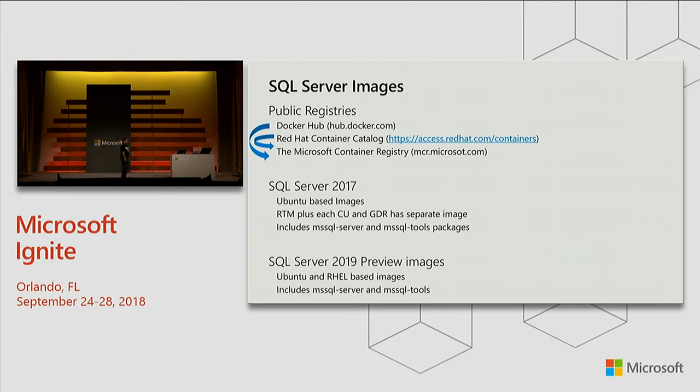Second of all, what do we have out there? We have a SQL Server 2017 Ubuntu set of images. We have SQL 17 RTM, our release to manufacture, plus each CU and GDR has a separate image. That's pretty cool. It's the same concept we're doing in Linux and distributing our product. If you want SQL Server 2017 CU10, you just do a Docker pull of CU10 and you get CU10 built in. Of course, it's cumulative, right? So you get every update in between. It's all packaged in the system.